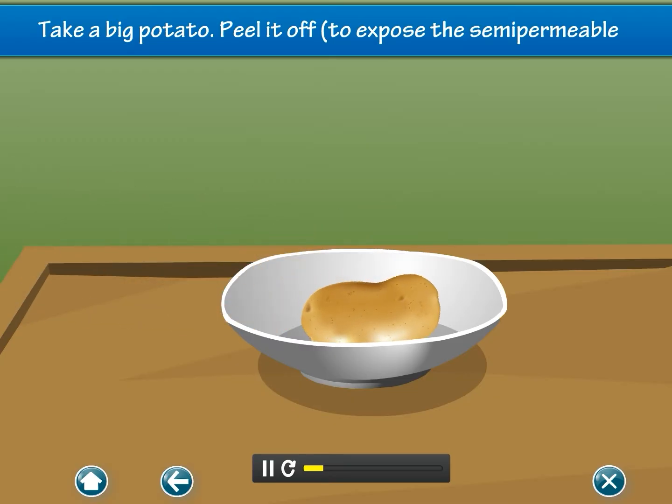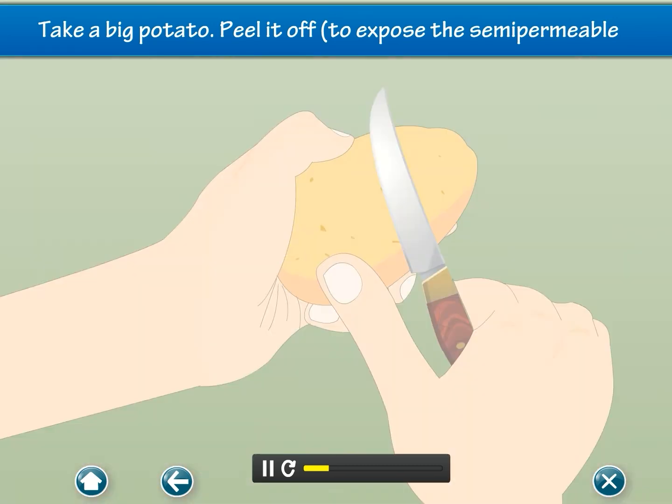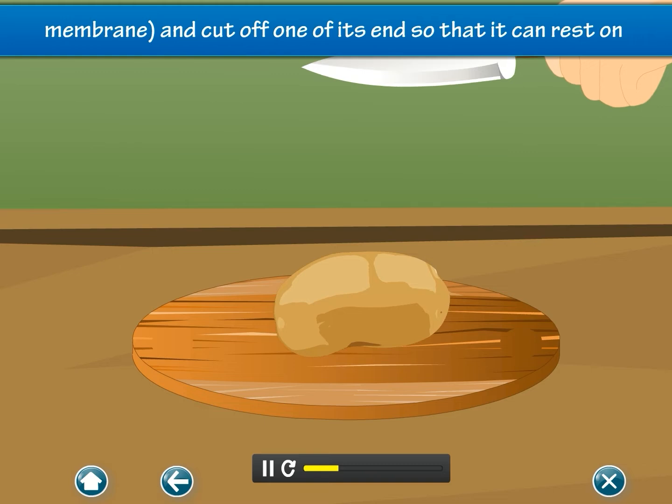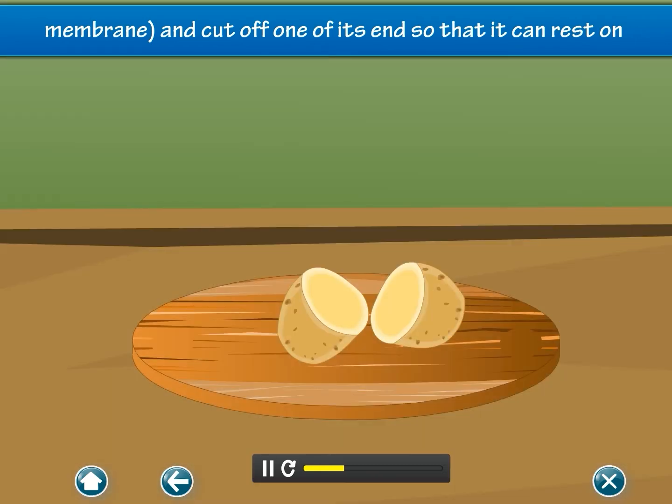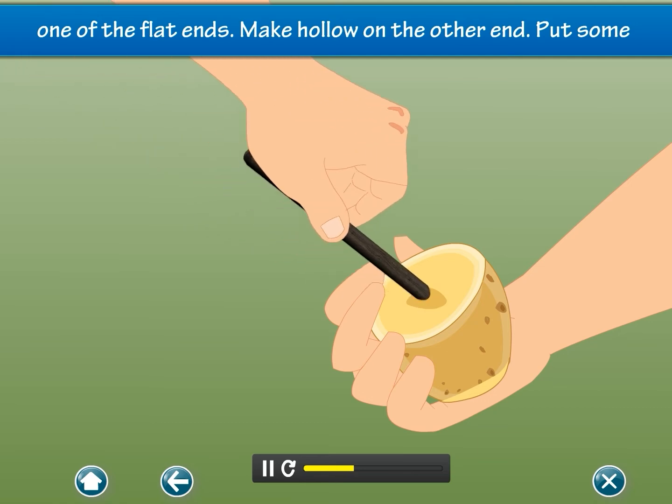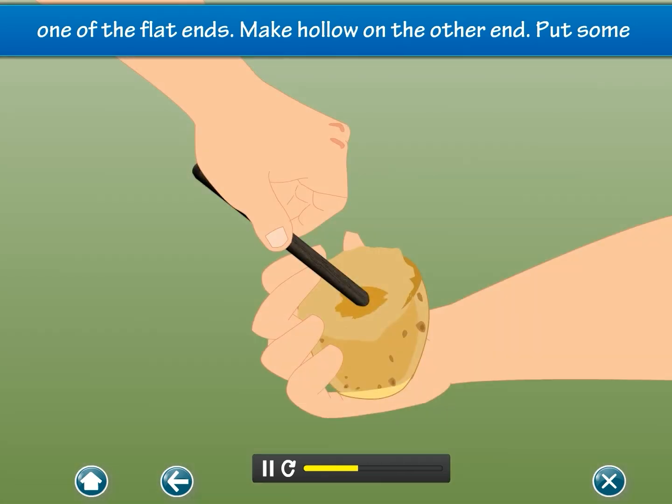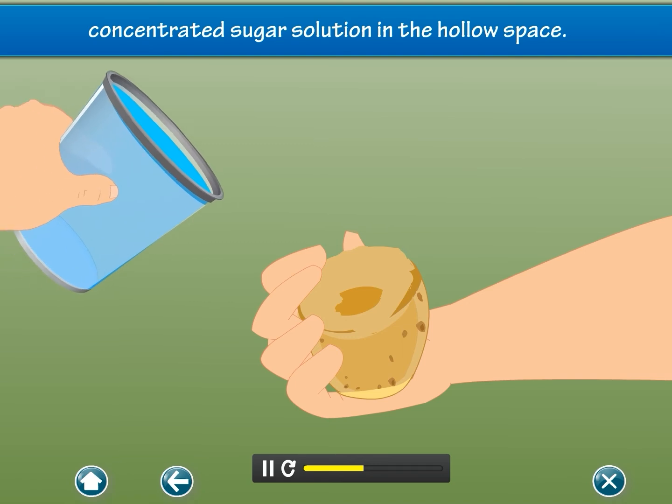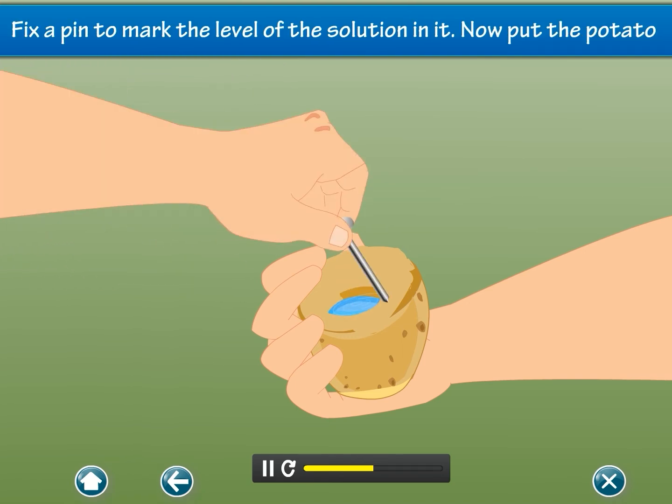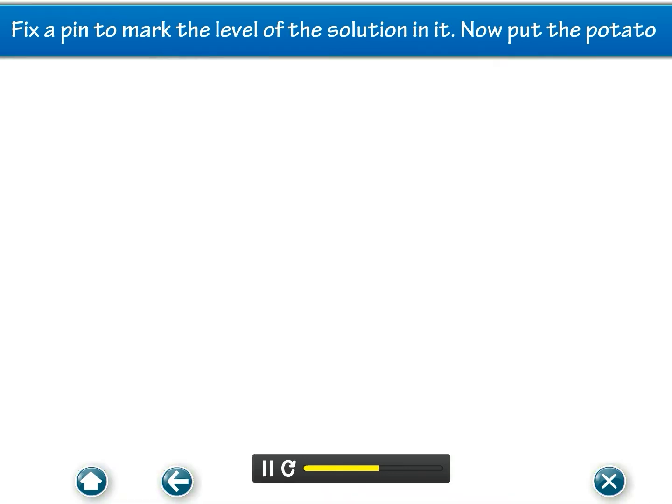Demonstrating osmosis. Take a big potato, peel it off to expose the semi-permeable membrane and cut off one of its ends so that it can rest on one of the flat ends. Now make a hollow on the other end. Put some concentrated sugar solution in the hollow space. Fix a pin to mark the level of the solution in it.